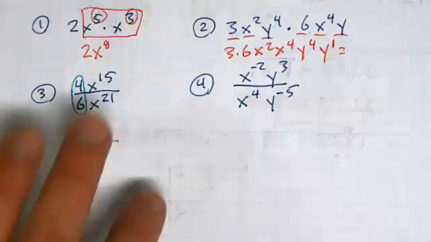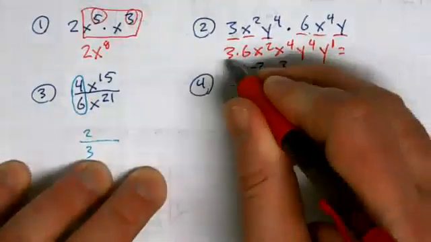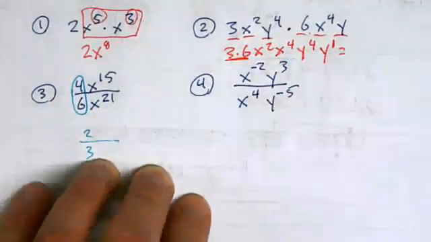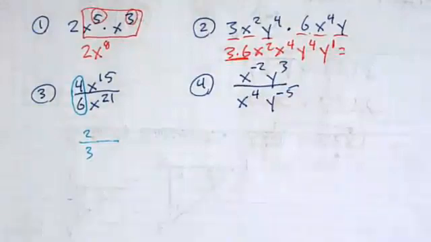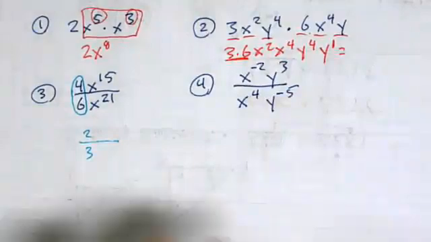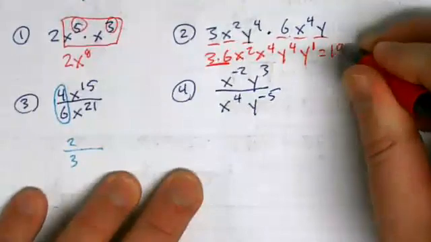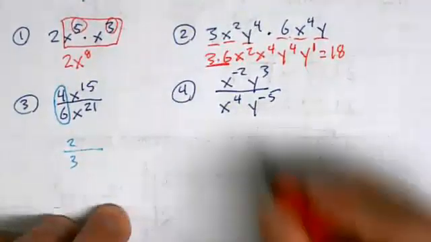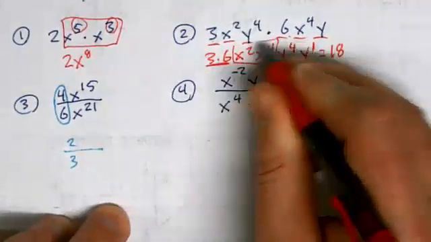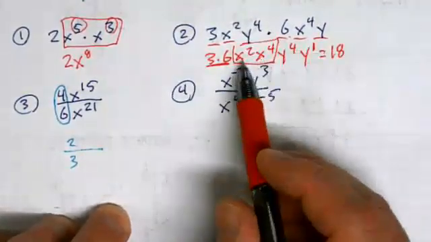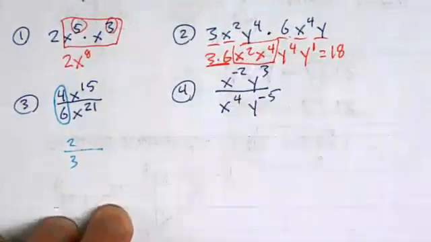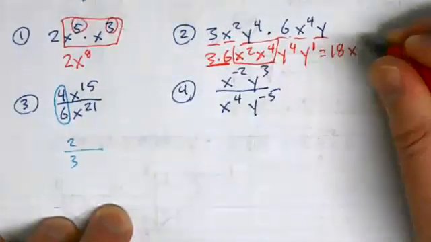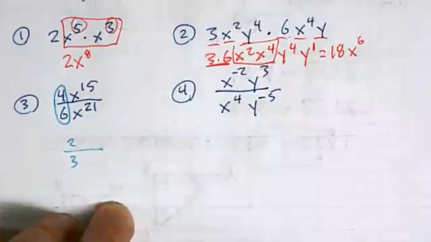So let's write our final answer now. We'll just go through piece by piece. This 3 times 6, that's a coefficient, so we just multiply, just like you normally would. 3 times 6 is 18, so 18 should be on our final answer. Then I've got my x to the 2nd times x to the 4th. I'm multiplying those, so the exponents are going to add. So 2 plus 4 is 6.